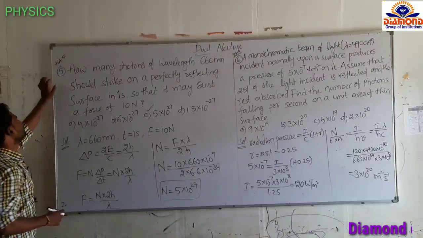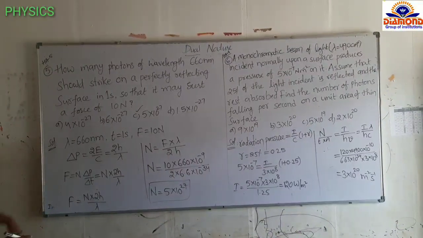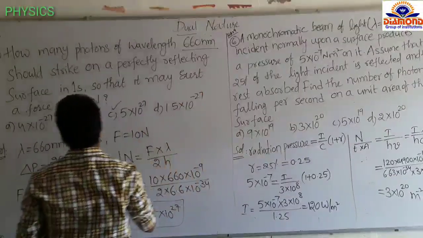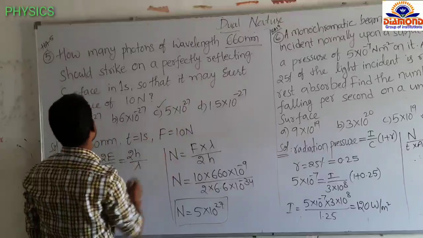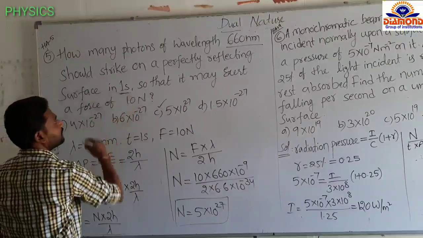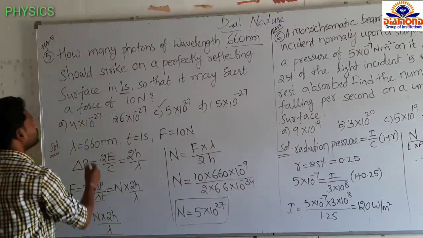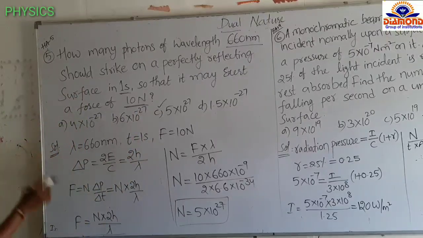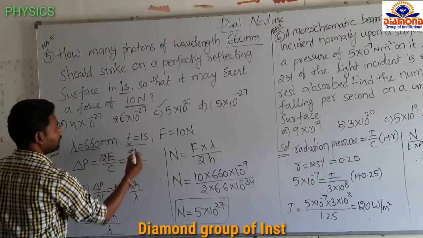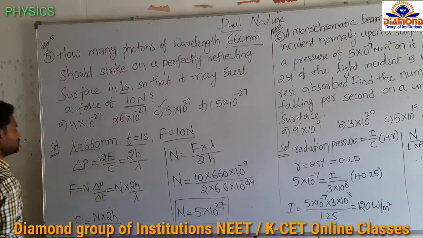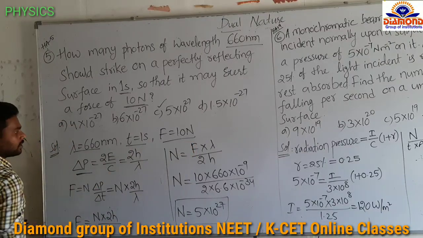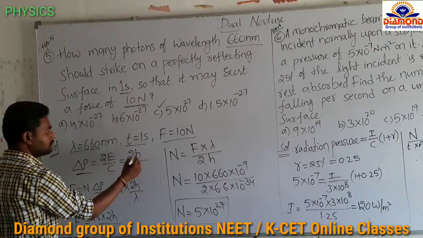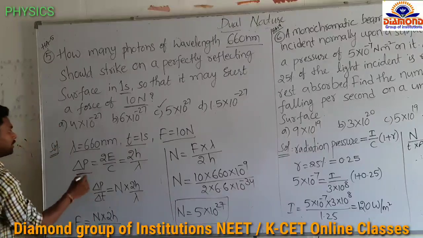Okay, now see the next question, the fifth question in your home assignment. How many photons of wavelength 660 nanometers should strike a perfectly reflecting surface in 1 second so that it may exert a force of 10 newton? How many photons do we have to find? Write down the given data: wavelength, time, force. The change in momentum is 2E by C, which we already know, but here it is given in terms of wavelength, so write down this formula 2h by lambda. This is the momentum change for one photon.